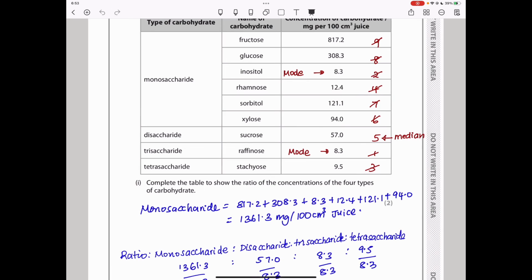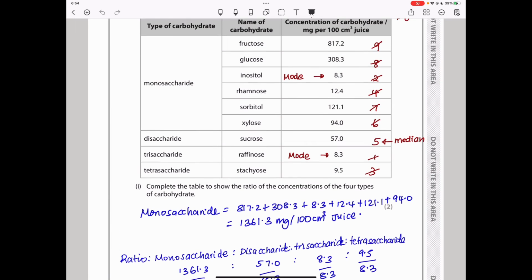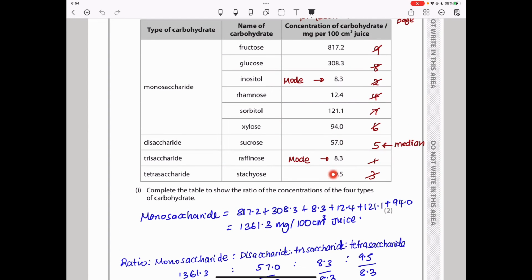So the first part says, complete the table to show the ratio of concentration of the 4 types of carbohydrates. So 4 types of carbohydrate, it means they want us to find the ratio of monosaccharides to disaccharides to trisaccharides to tetrasaccharides. So all I need to do is, since I already have the total of the tetra, the total of the tri, and the total of the di, I need to add up all the monos to get the total of the monosaccharides.